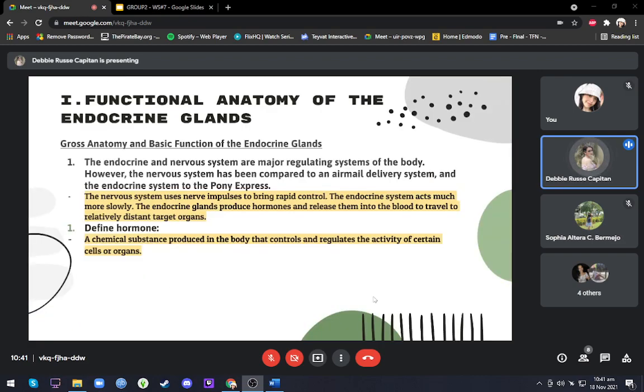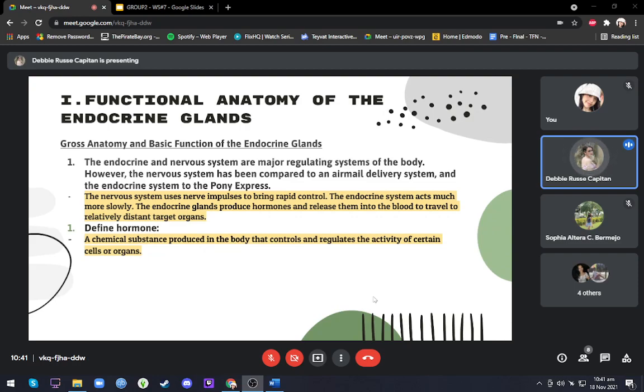First, we are going to tackle the functional anatomy of the endocrine glands. We are going to start with the gross anatomy and basic function of the endocrine glands. The endocrine and nervous system are major regulating systems of the body.